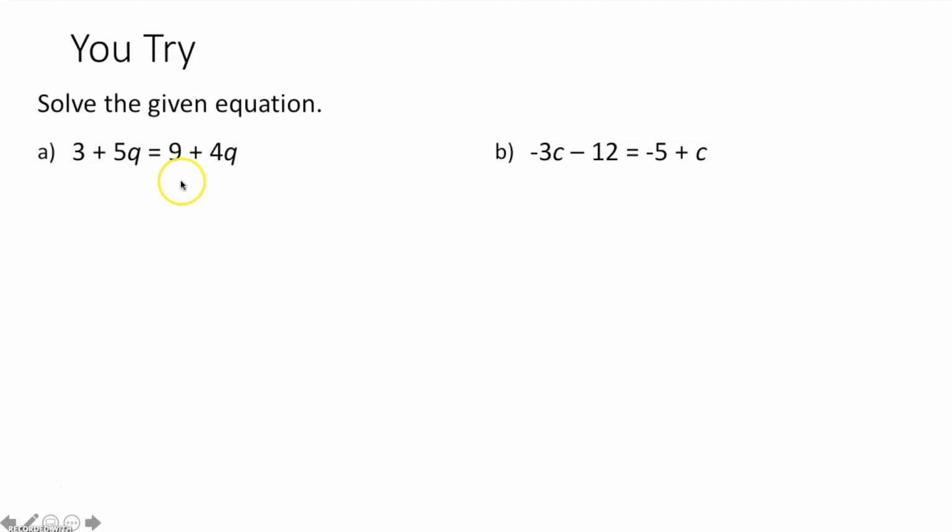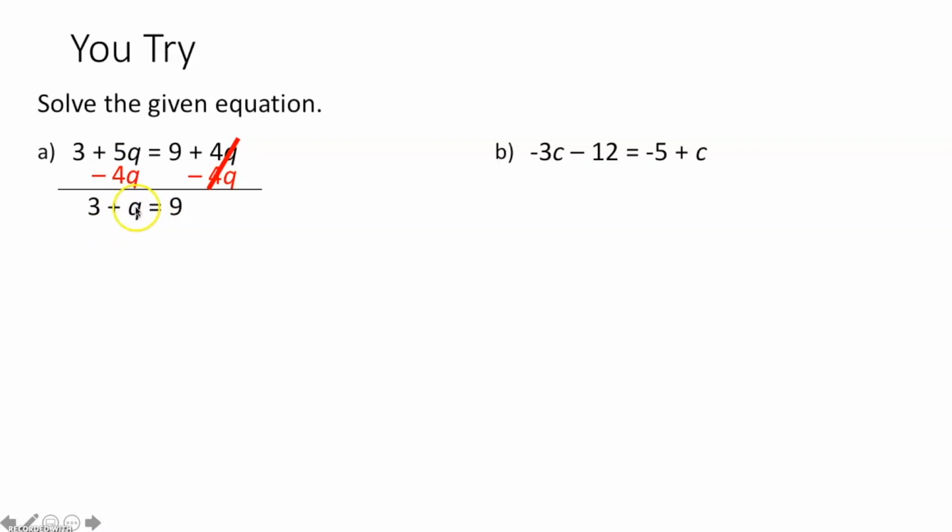Next, the variables need to go to the left. So this 4q has to go over here. How do I move it to the other side of the equation? Since it's positive 4q, I do the inverse, the opposite. I subtract 4q from both sides. These are going to cancel each other out. And over here, 5q minus 4q is going to give me 1q, or just q.